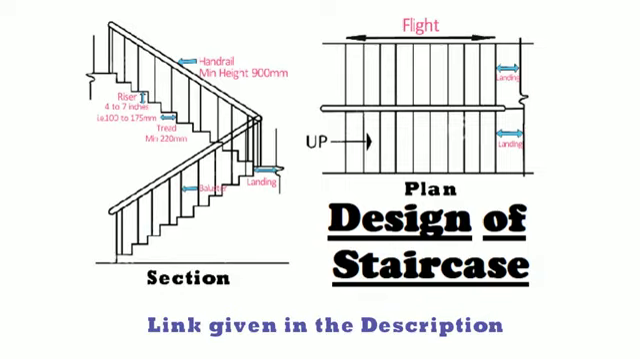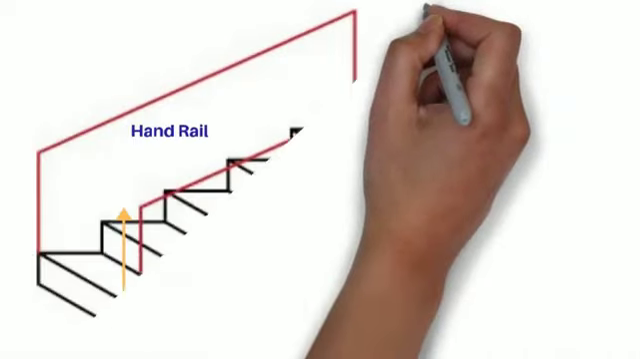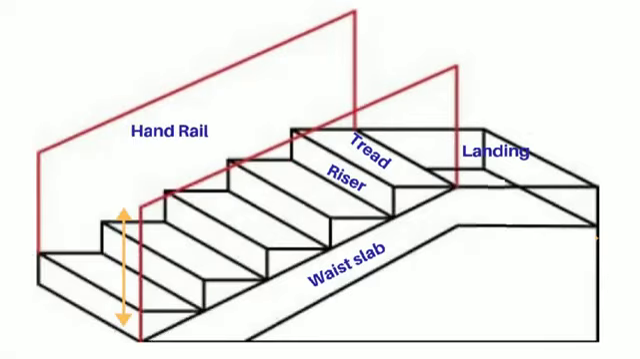So let us discuss how to calculate quantity of concrete in staircase. To calculate quantity of concrete in staircase, let us divide the staircase in 4 components. Number 1, waist slab. Number 2, steps. Number 3, landing area. And number 4, handrail concrete.